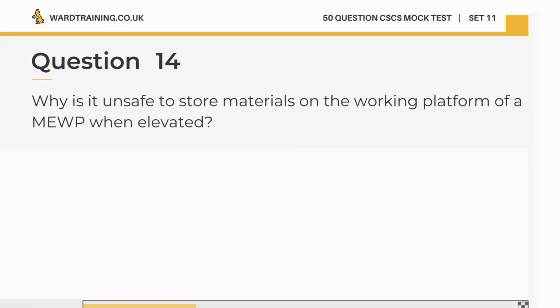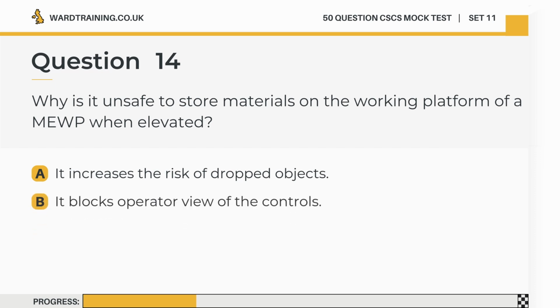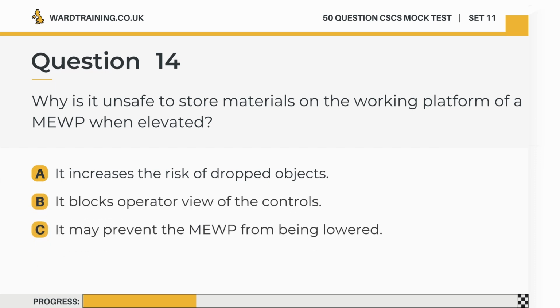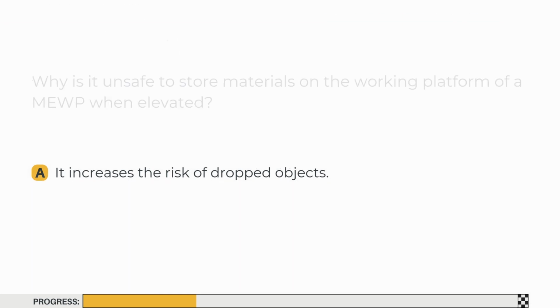Question 14. Why is it unsafe to store materials on the working platform of a MEWP when elevated? A. It increases the risk of dropped objects. B. It blocks operator view of the controls. C. It may prevent the MEWP from being lowered. D. It can reduce the reach of the boom. The correct answer is A. It increases the risk of dropped objects.